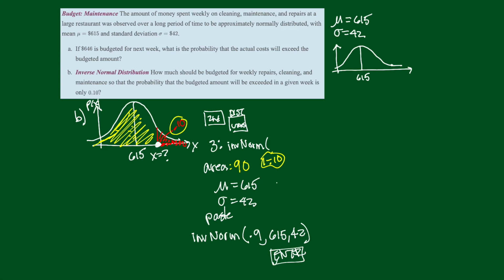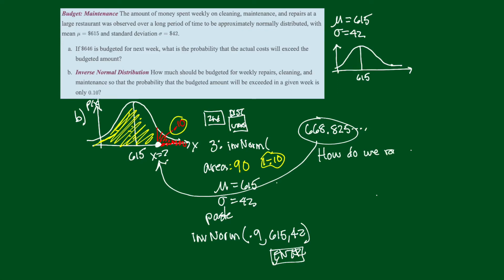And I'm coming up with this. I'll do it up here. I'm getting 668.825. Now, what do we do with this? I'm going to put that number right here. So the question is, how do we round?